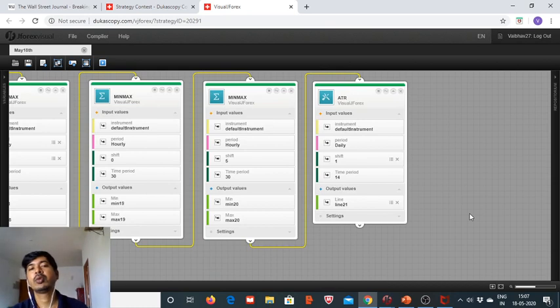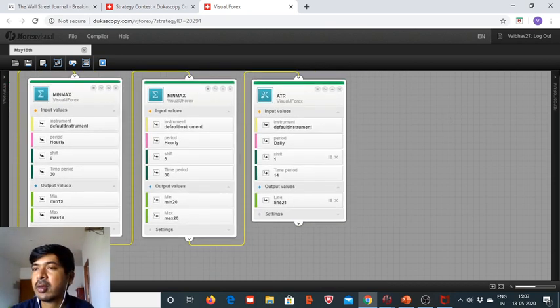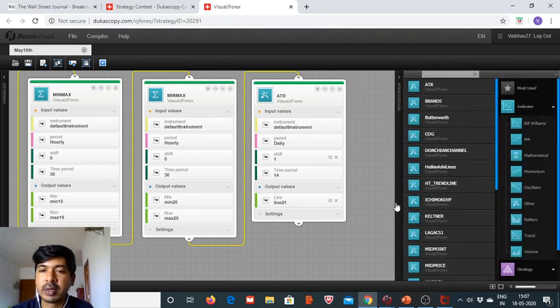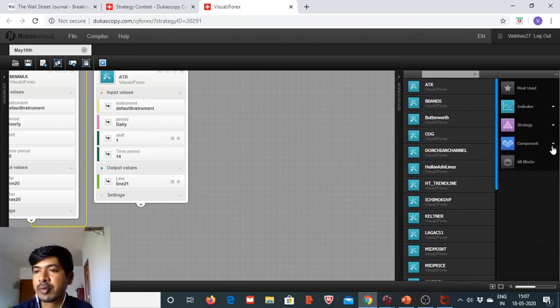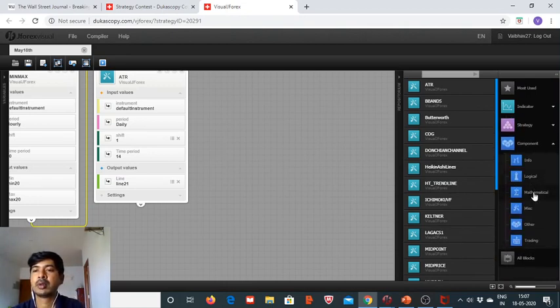Now we need to do the calculation of 15% of the ATR. So we bring in the calculation expressions. Indicators are fine. We need now the mathematical components.